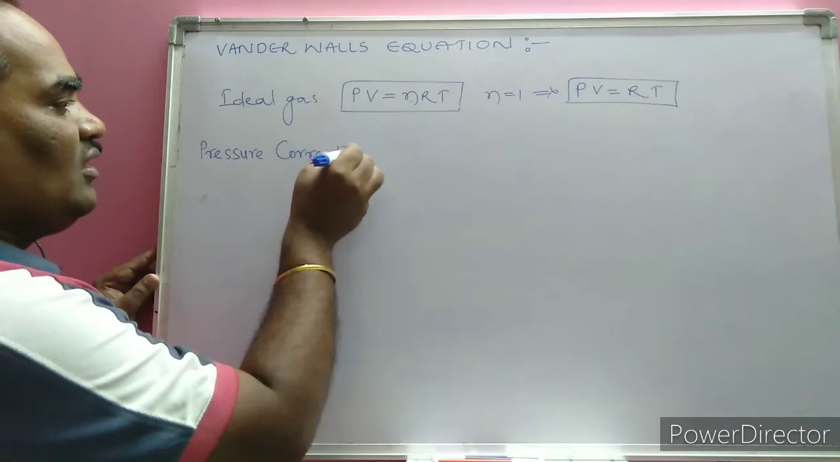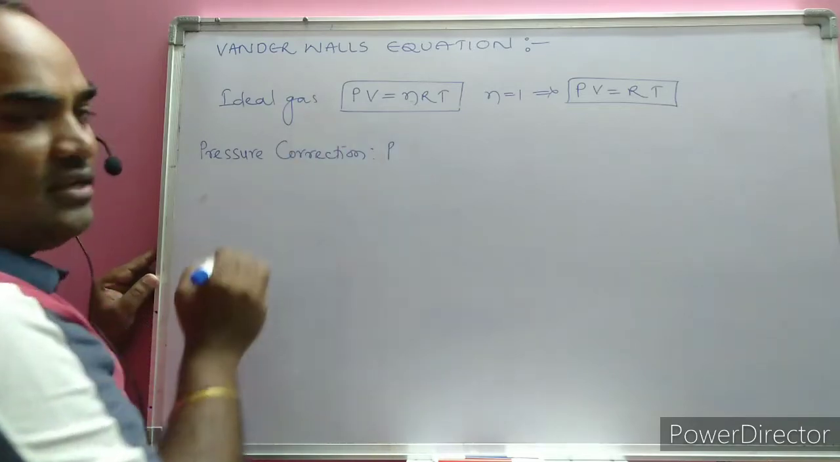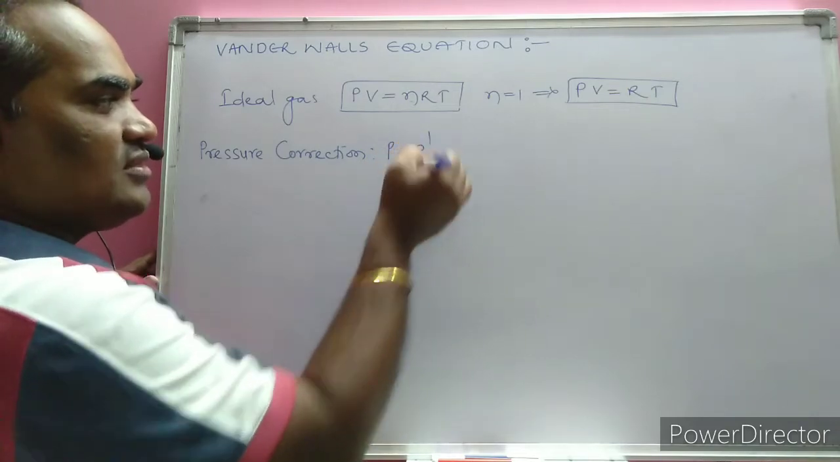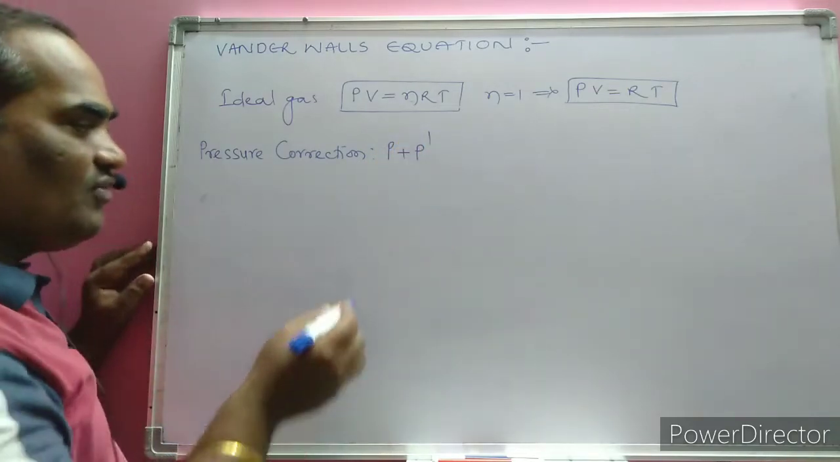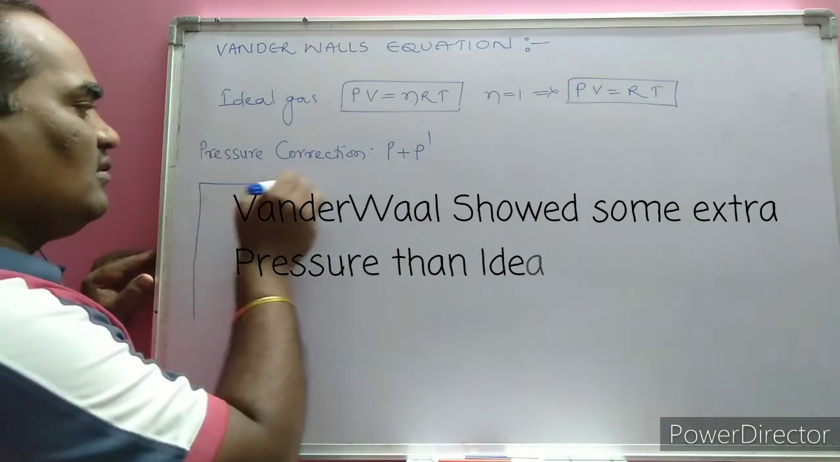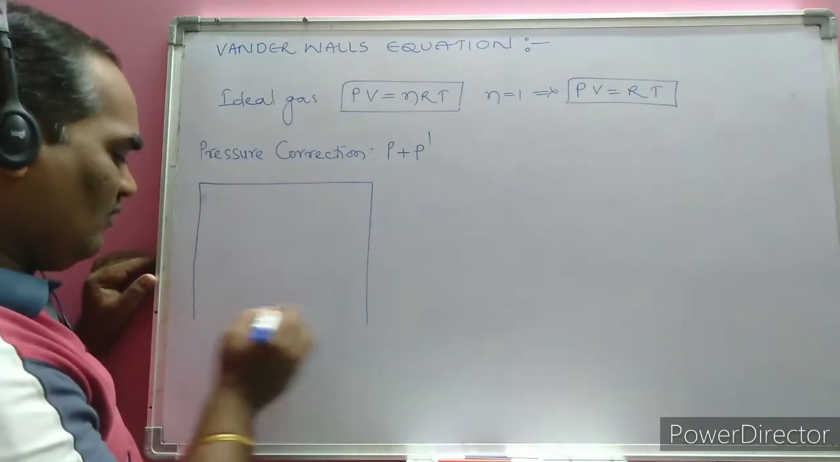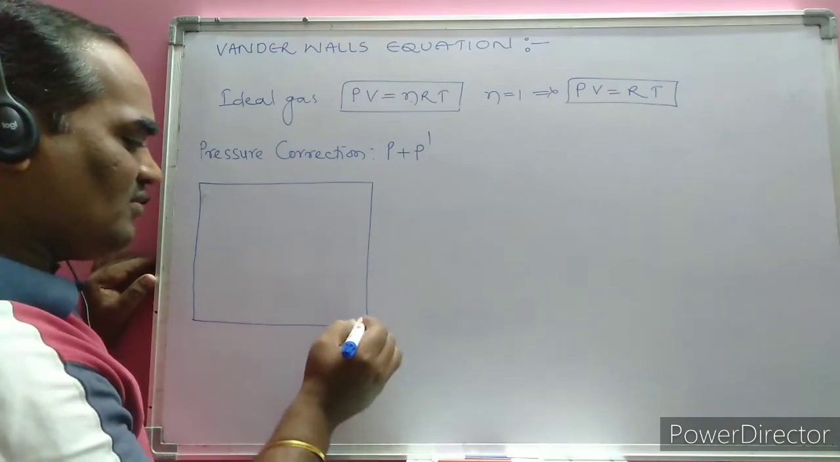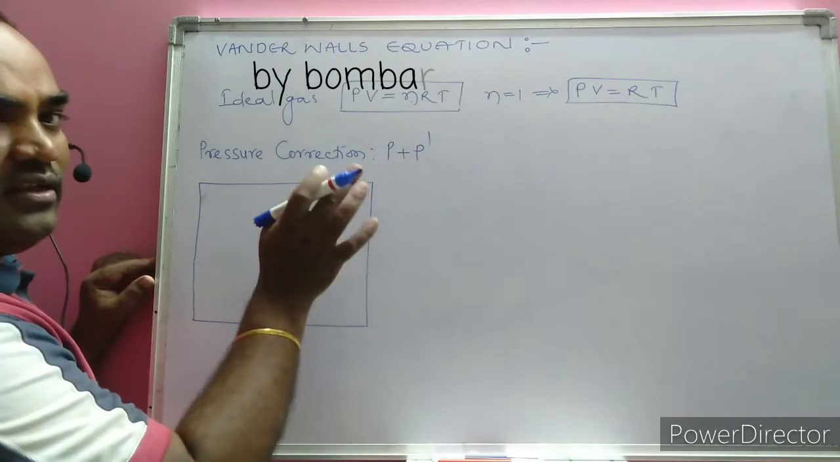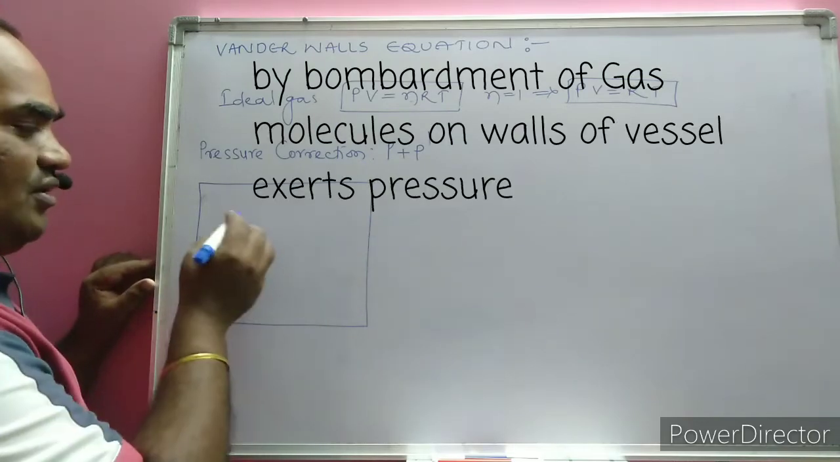According to van der Waals, the pressure in the ideal gas equation is P, but he shows a certain additional pressure, that is P dash. How he explained it: suppose there is a vessel. According to the kinetic molecular theory, gas molecules exert pressure when they collide with the walls of the container. That is the common scenario.